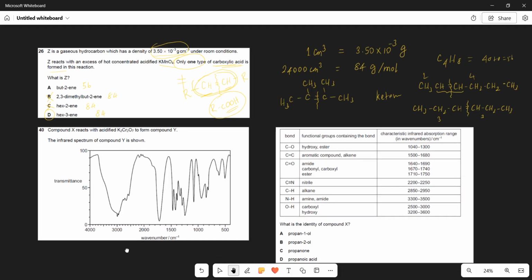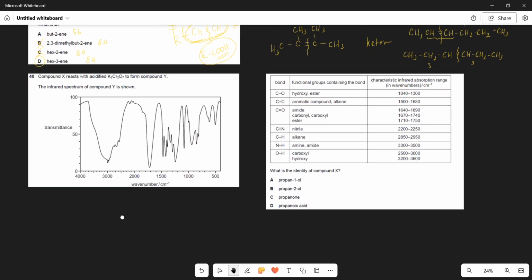Right, next is question number 40. Question number 40 is also a little difficult. It's a little confusing, nothing else. They're talking about X reacting with acidified K2Cr2O7. Always, acidified K2Cr2O7 basically oxidizes primary alcohol and secondary alcohol. That is what we learned. Please be careful. They are asking what is the compound X.